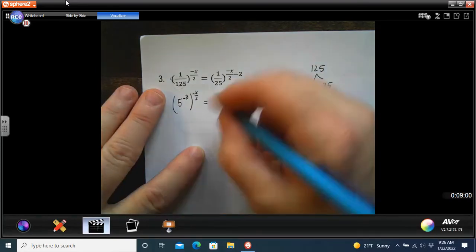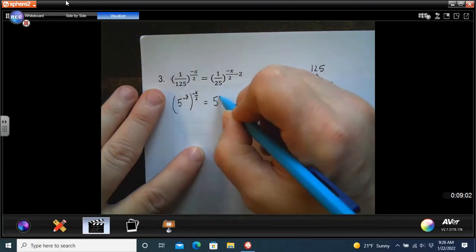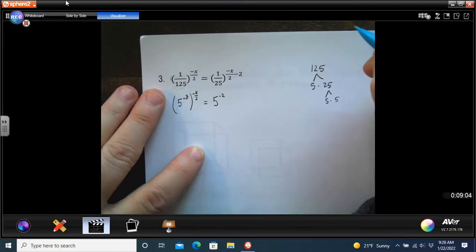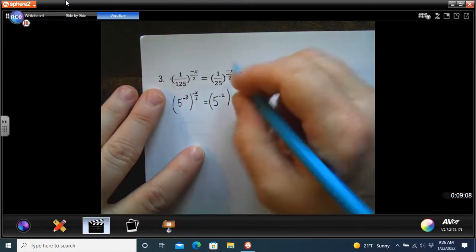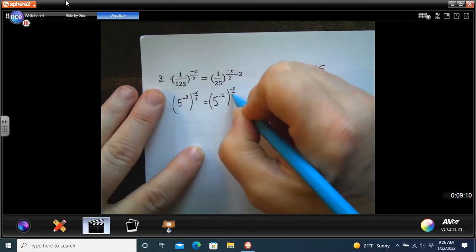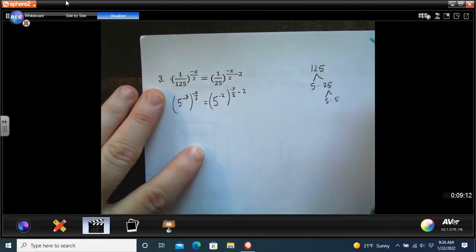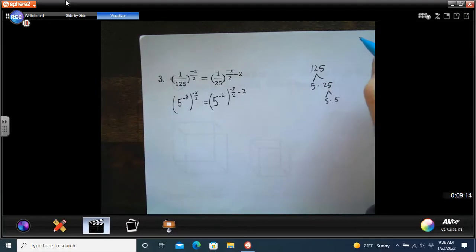25 is 5 to the 2, right? 1 over 25 would be 5 to the negative 2. And I'm going to raise that to the minus x over 2 minus 2 power. Now to simplify those, because I can't set the exponents equal to each other yet, even though I have the same base, because I don't have it written to one exponent.